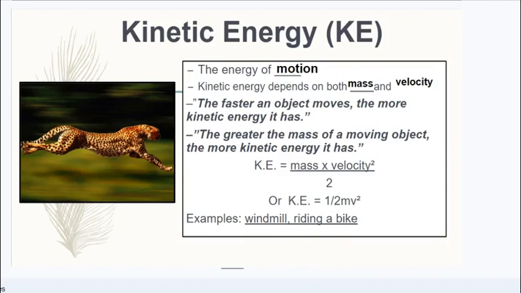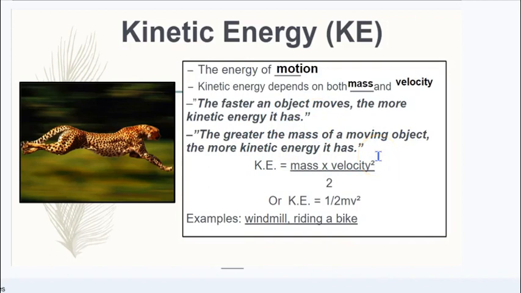So to recap, the energy of motion is called kinetic energy. Kinetic energy depends on 2 things, the mass and the velocity of an object. The faster an object moves, the more kinetic energy it has. The greater the mass of the moving object, the more kinetic energy it has.